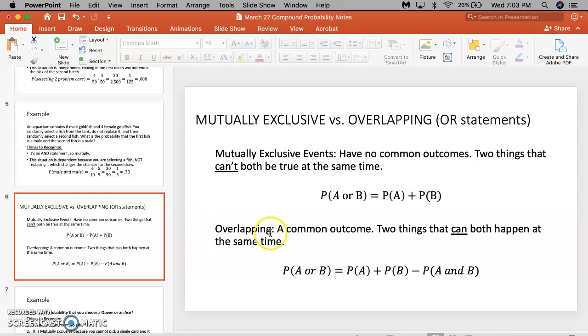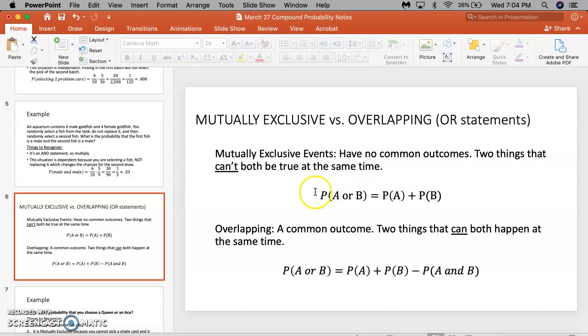Overlapping, this means they have a type of common outcome, so two things that can happen at the same time, okay? You're going to do probability of A plus probability of B minus probability of A and B. So an example I can give you real quick.